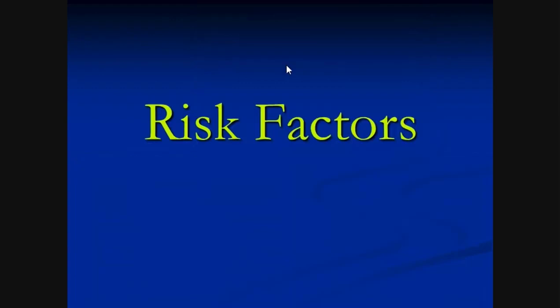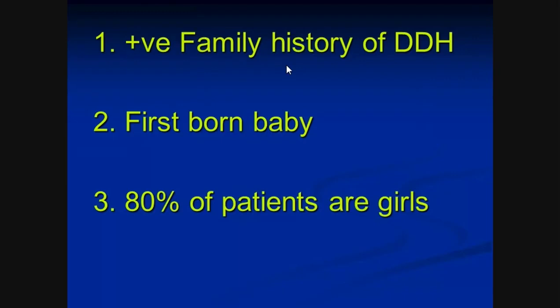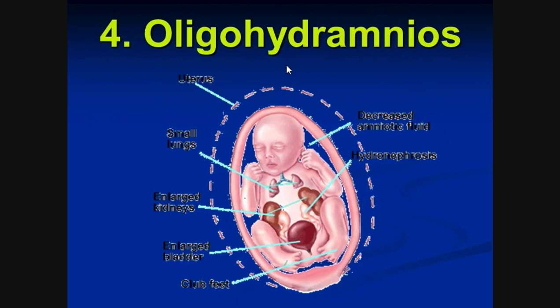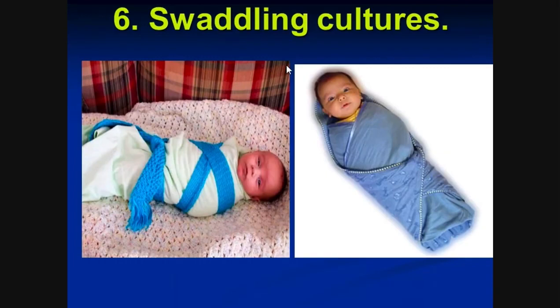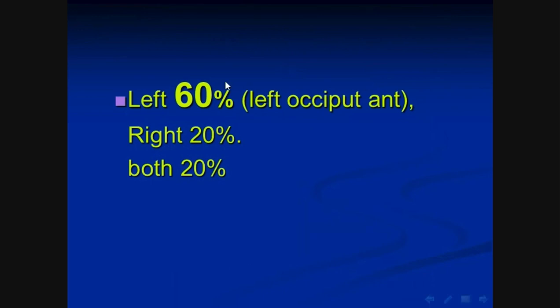What are the risk factors for DDH? First of all, a positive family history of DDH. Second, the first-born baby. 80% of the patients are girls. Oligohydramnios is regarded as a risk factor for DDH. Breech presentation, swaddling cultures, and twin babies also are risk factors for DDH. 60% affect the left side, 20% affect the right side, and 20% affect both right and left sides.